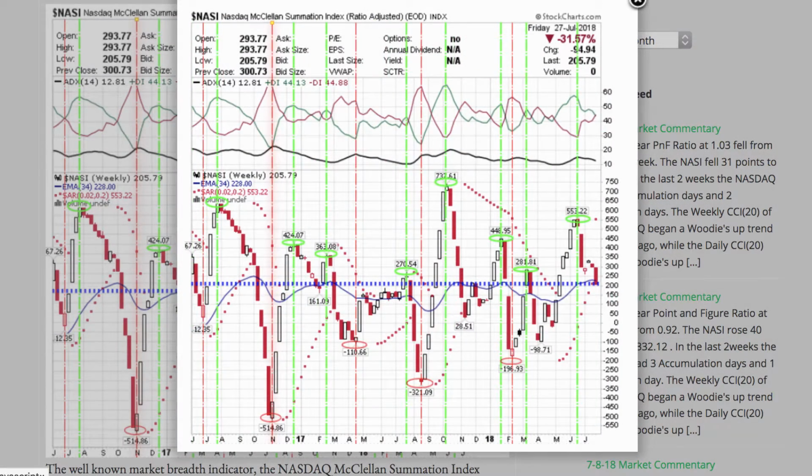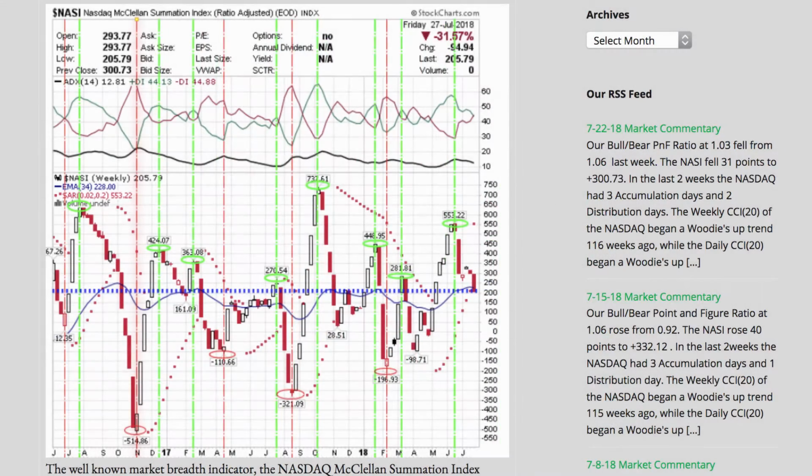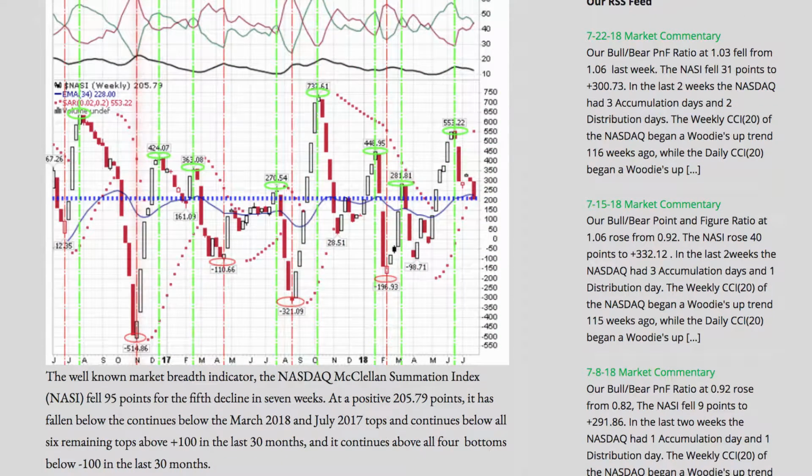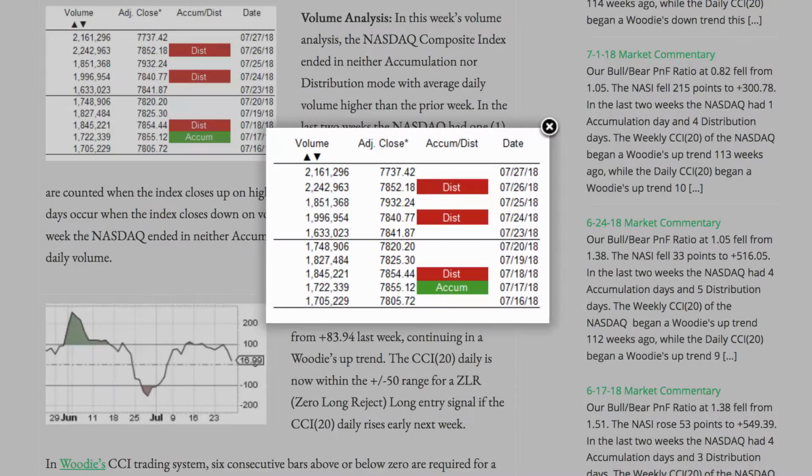The well-known market breadth indicator, the Nasdaq McClellan Summation Index, fell 95 points for the fifth decline in 7 weeks. At a positive 205.79 points, it has fallen below the March 2018 and July 2017 tops, and continues below all 6 remaining tops above plus 100 in the last 30 months, and it continues above all 4 bottoms below minus 100 in the last 30 months.